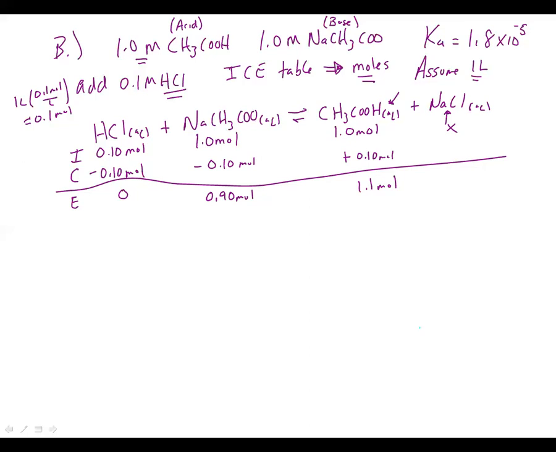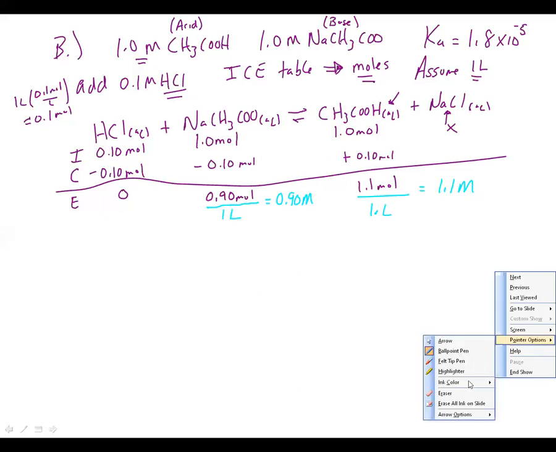Now, in these types of calculations, once you've done this initial table here in moles, it is very good practice to convert those moles back into molarity. So you would want to divide these by the total volume, which in this case is just 1 liter because it's remaining constant, which would give us 0.9 molar for this one. We would divide this one by 1 liter, which would get us 1.1 molar here.